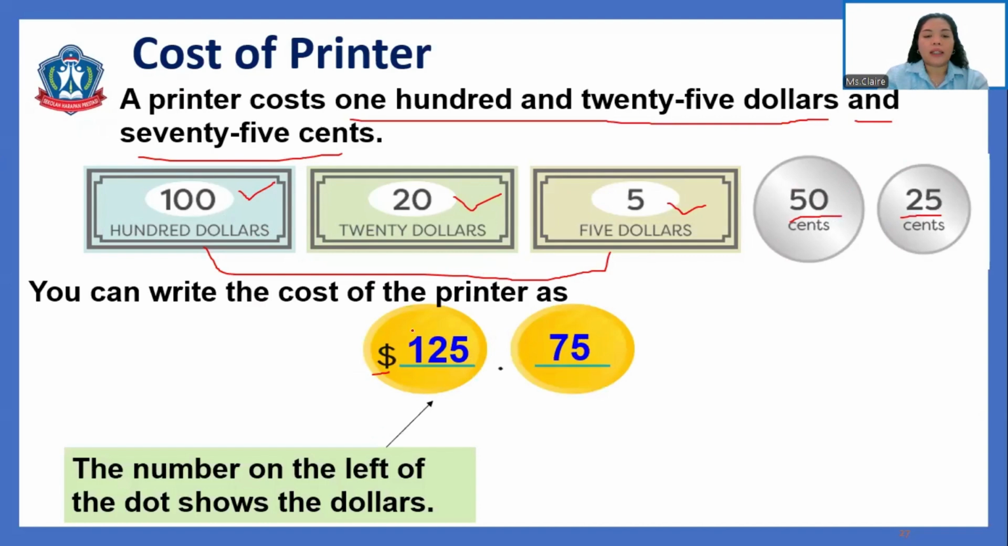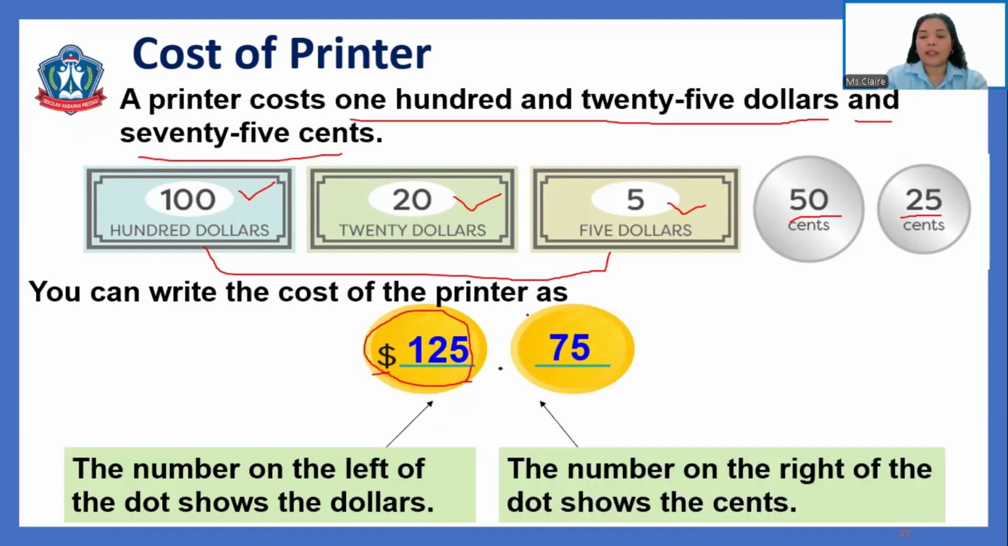So the number on the left of the dot shows the dollars, and the number on the right of the dot shows the cents. So the dot here separates the dollars and the cents. Again, how do we read this, P3? $125.75. So is it clear how to do the money notation? Okay, we will discuss more about this lesson during our class.